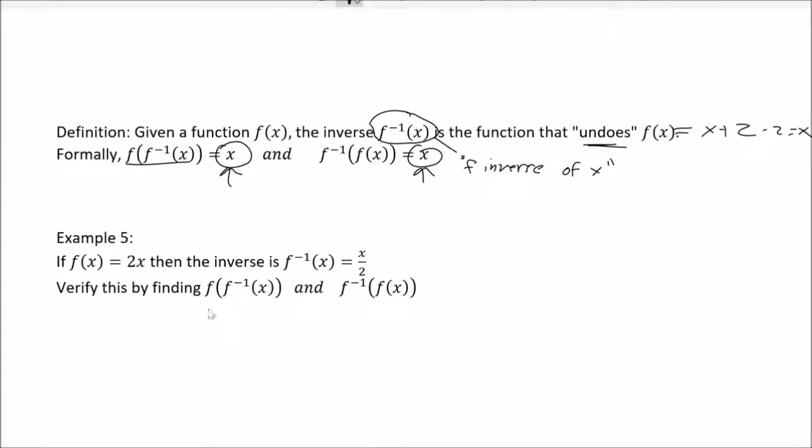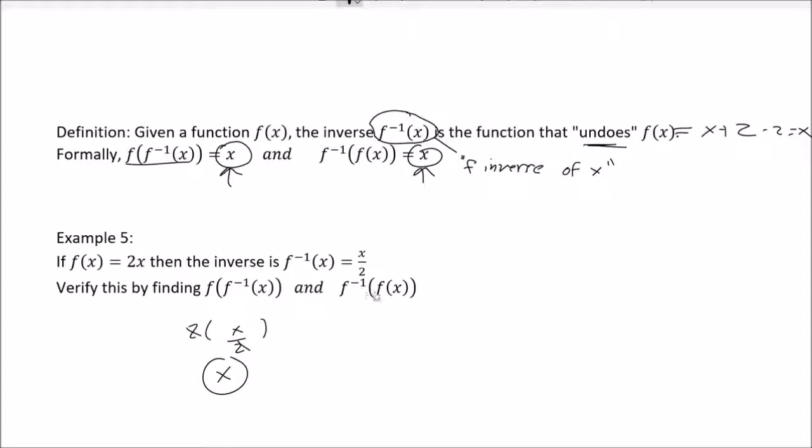Here's what it looks like. To show that f of f inverse of x is x, all we're going to do is take the f function, 2 times something, and the something is x over 2. So then these 2's cancel and we get x, which is exactly what we were told to do up here.